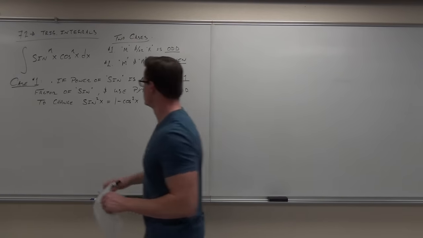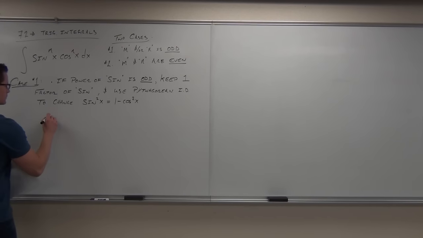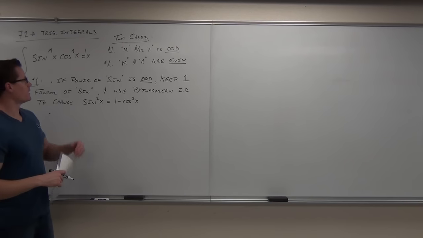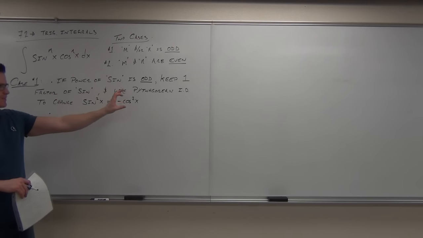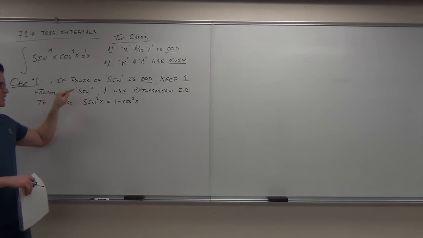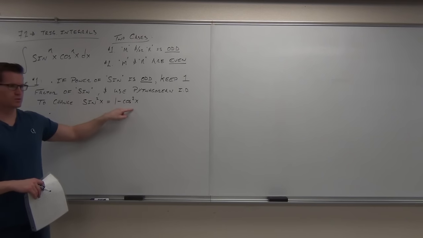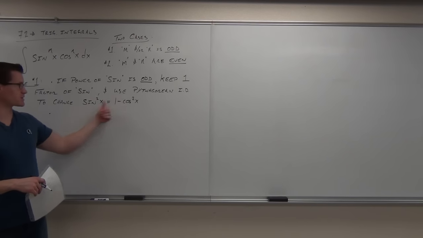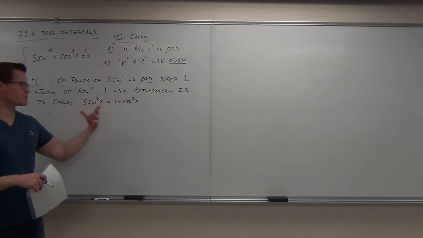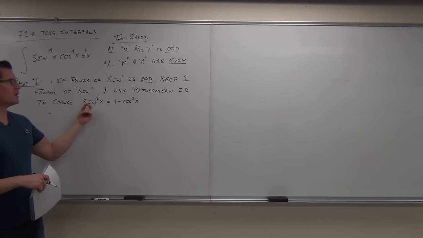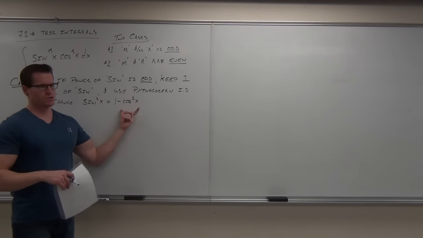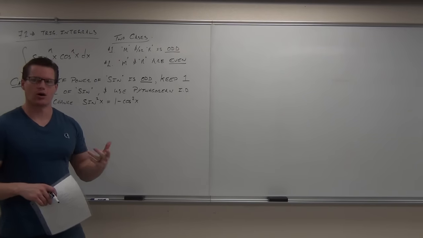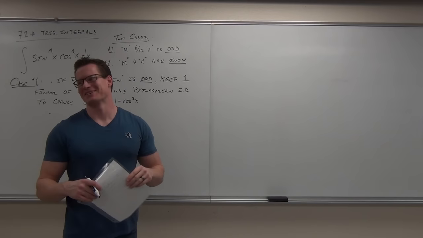Okay, so if the power of sine is odd, no problem. Strip off one factor of sine, keep it. Use the Pythagorean identity to change the rest of the even power into this. If it's sine to the fourth, hopefully you can do something different with this. If not, you'd still do it. You'd have sine squared squared, and you'd still use this. Then you'd distribute. That would be a very long, tedious problem, which we're definitely going to get to.